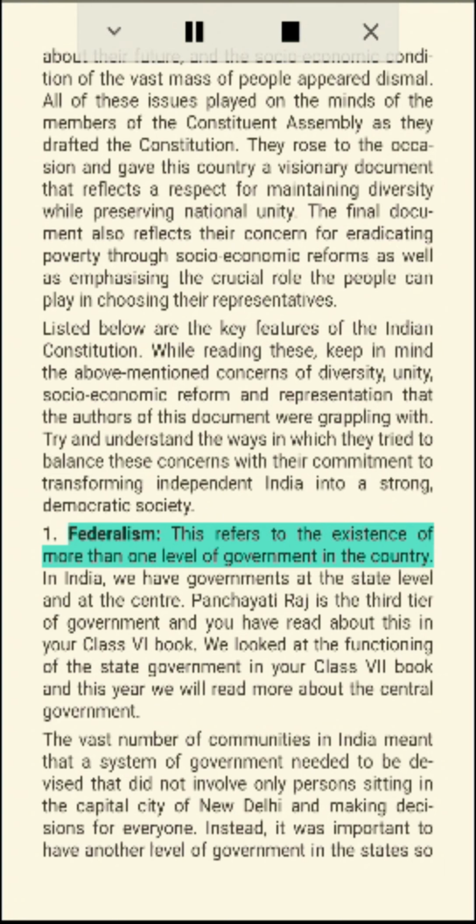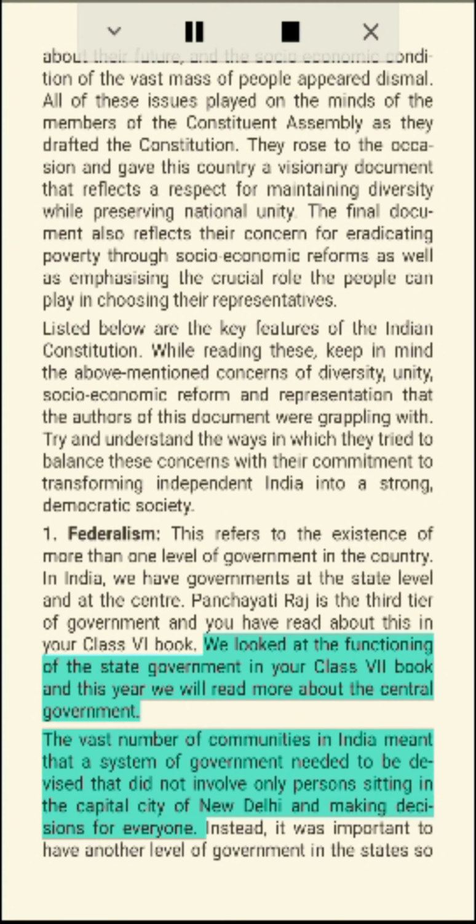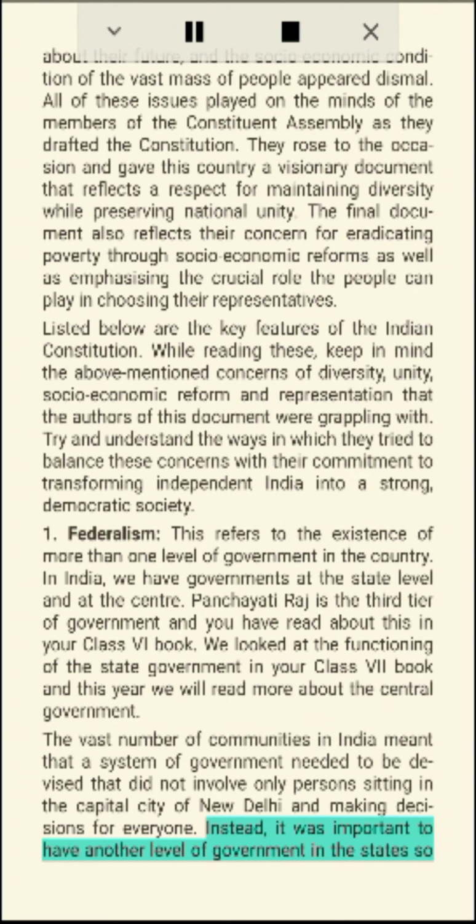Point 1. Federalism. This refers to the existence of more than one level of government in the country. In India, we have governments at the state level and at the center. Panchayati Raj is the third tier of government, and you have read about this in your Class 6 book. We looked at the functioning of the state government in your Class 7 book, and this year we will read more about the central government.